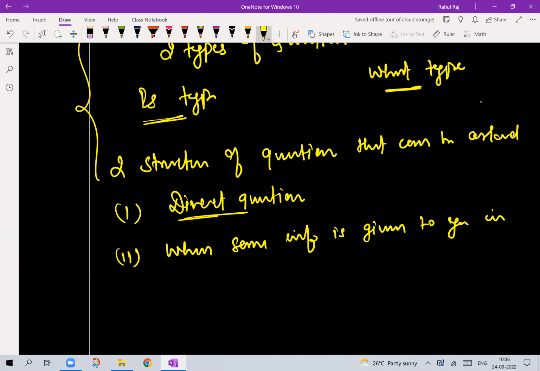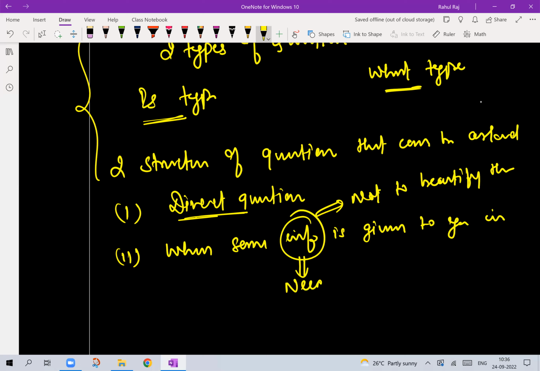So how you attempt a problem where there is some information given to you in the question? Please understand this information is not to beautify the question. Be very sure this information needs to be used while you are solving the statement.